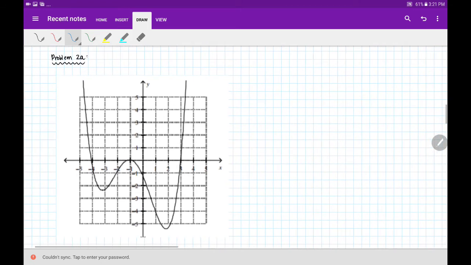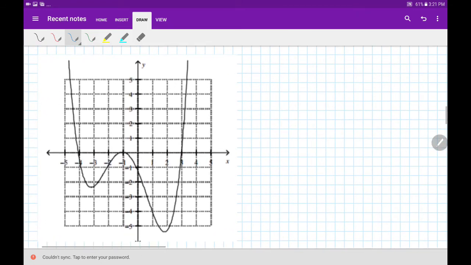Alright, final problem of the day. We're asked to come up with a function that could represent this graph on the left. Now there is no single right answer for this problem. Okay? But there are wrong answers.